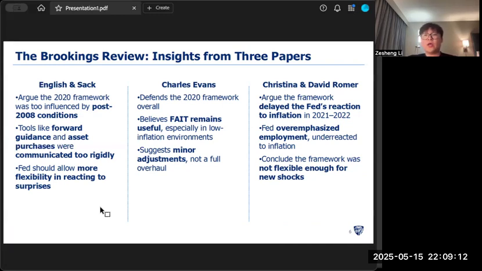However, the third article by Christina and David Romer is the most critical one. They argue that the Fed's focus on employment shortfalls caused it to wait too long before raising interest rates against rising inflation. The framework, they say, contributed to the inflation problem by locking the Fed into a posture that wasn't responsive enough. So these three papers highlight different interpretations, but they all agree on one thing, which is that the framework needs more adaptability for future shocks.